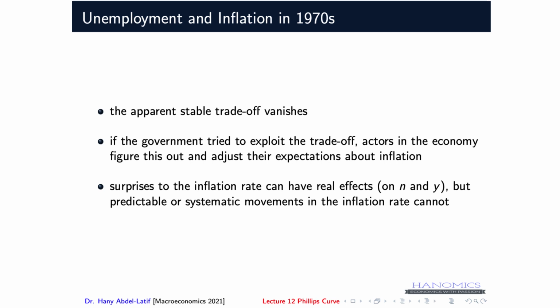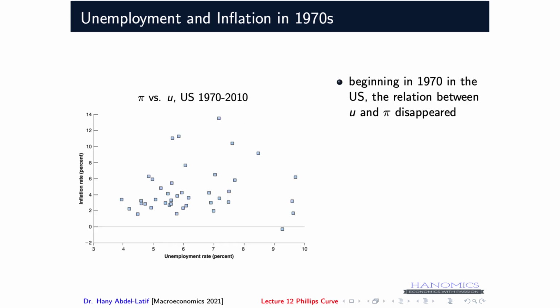So what can change that is that surprises to the inflation rate can have a real effect on employment and output. But of course, predictable things that economic agents can see happening, they obviously expect and adjust, and react to these changes. So the policy wouldn't have real change or achieve its objective. So this is what we've seen after the 1970s.